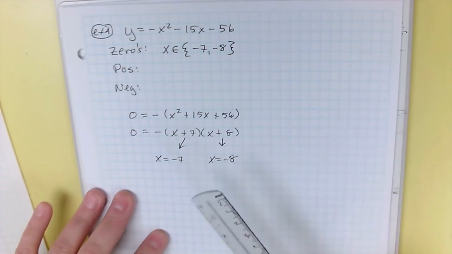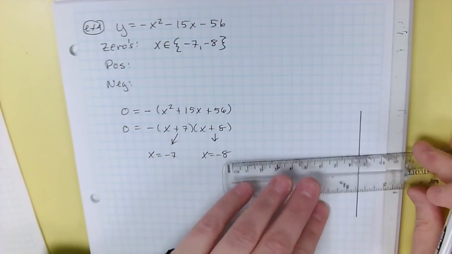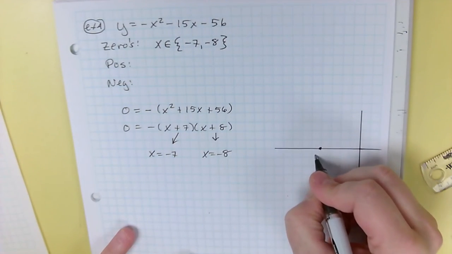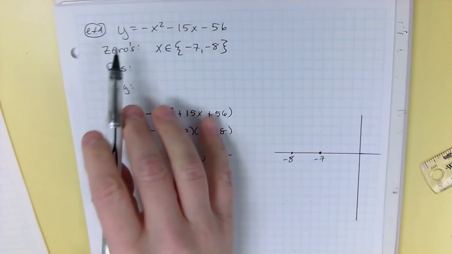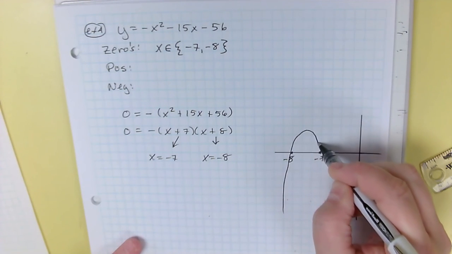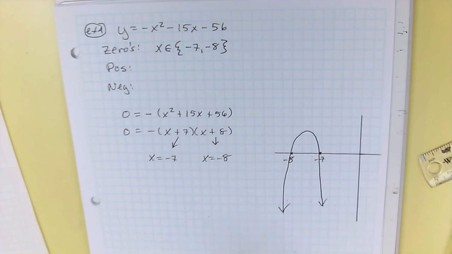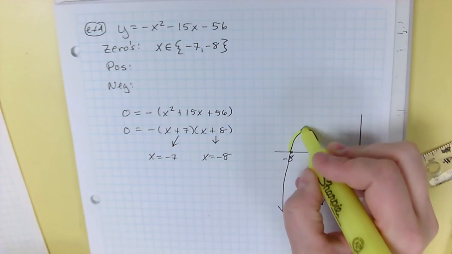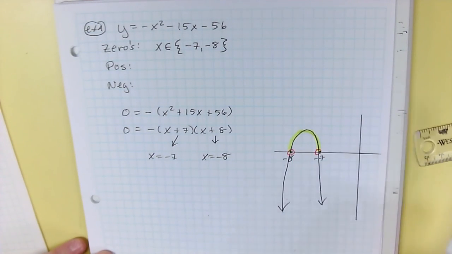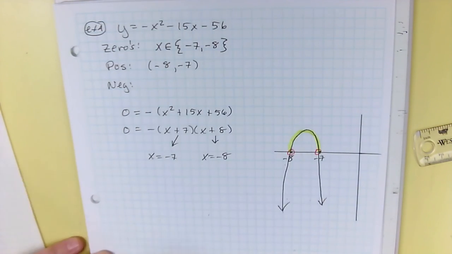Okay, so let's do a quick little sketch of our graph. I'm going to put my y-axis way over to the right. So I have a 0 at negative 7. Let's say it's right there. And a 0 at negative 8. My a value is a negative 1. So my parabola is opening downward, like that. Okay, so positive interval. Well, y is greater than 0 is here, excluding the endpoints. So it's between -8 and -7. So that's our interval, -8 exclusive up to -7 exclusive.